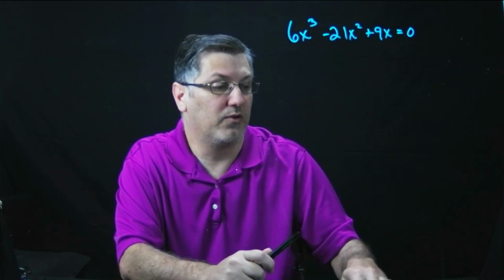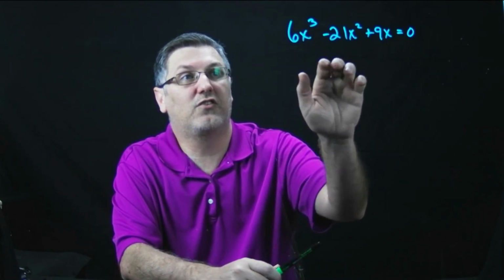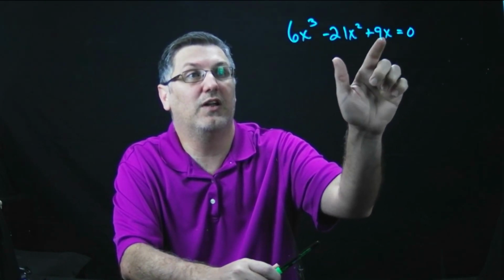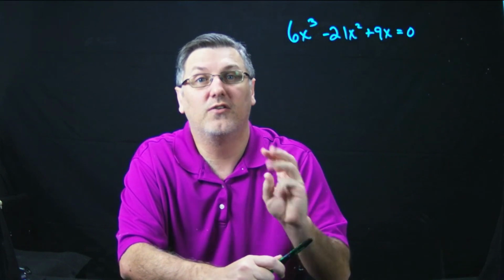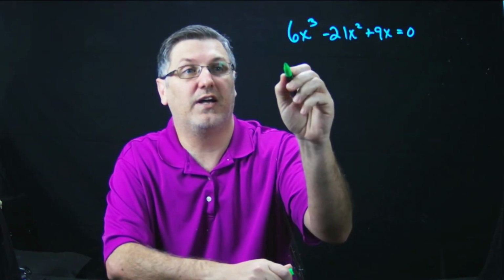So the first thing I want to look for is, is there a greatest common factor between 6x cubed, 21x squared, and 9x? In fact, there is. There's a 3 in each term, and there's also an x, so I can factor that out.